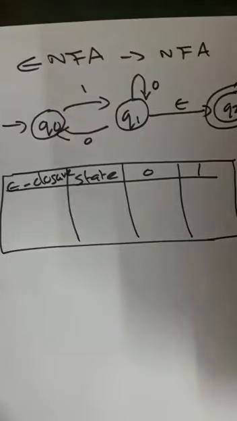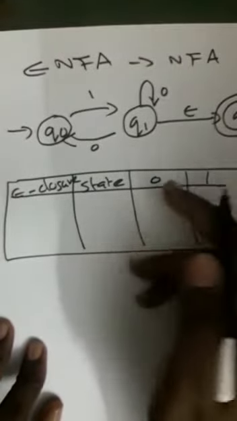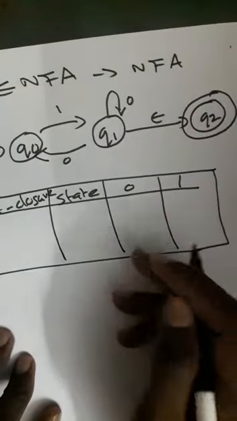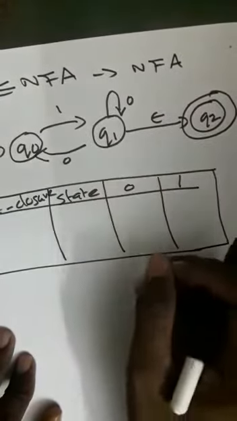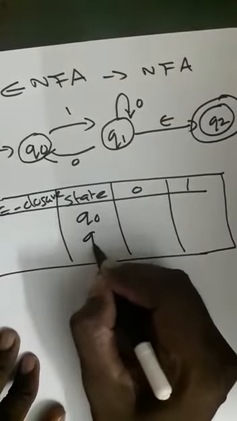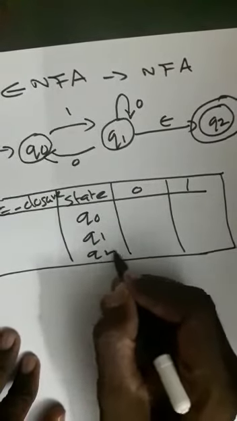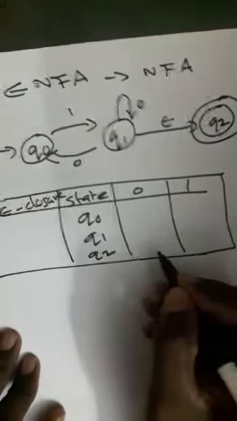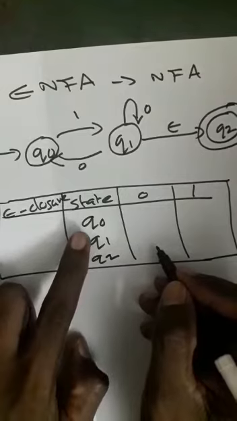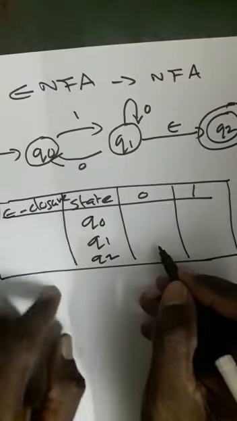Okay, today our topic is epsilon NFA to NFA. Here we have three states Q0, Q1, Q2. The main concept is that the number of states won't change, so you can write like this: Q0, Q1, Q2. Now the main thing is we have to know about the epsilon closure for the state Q0.